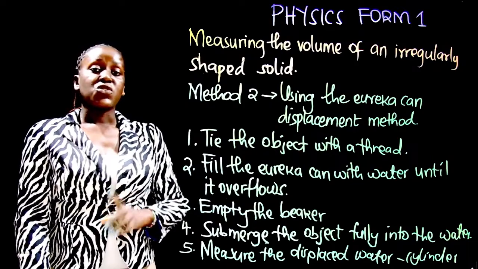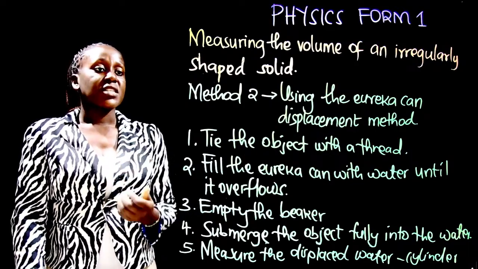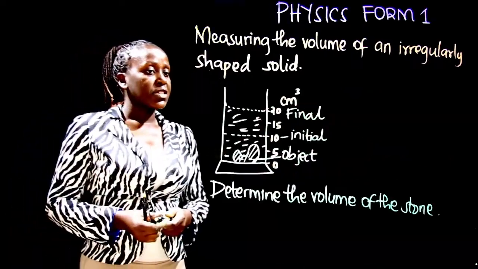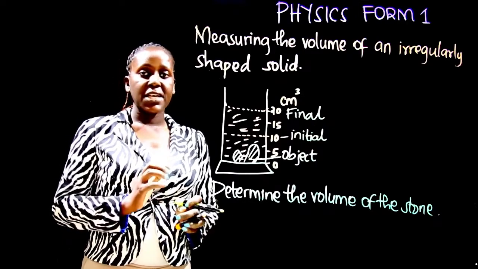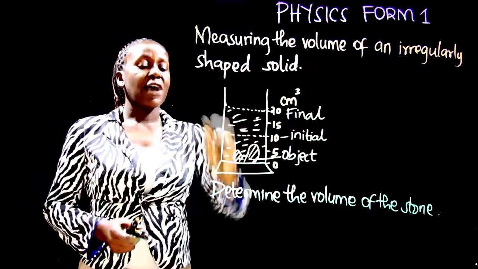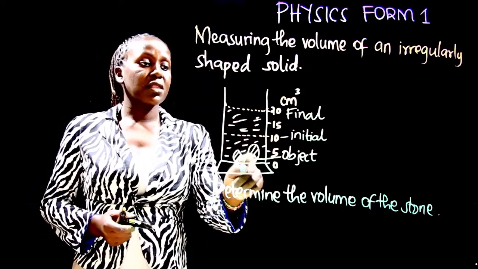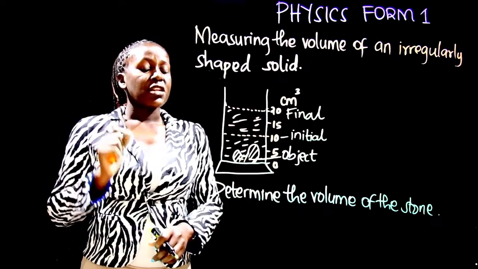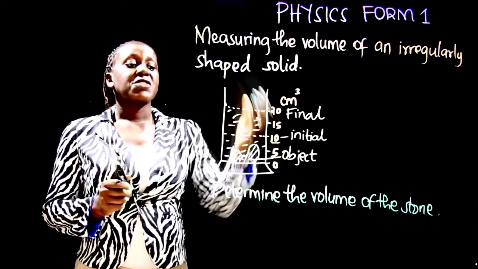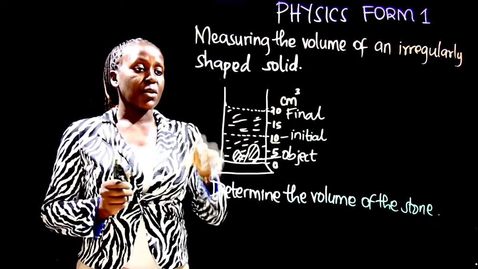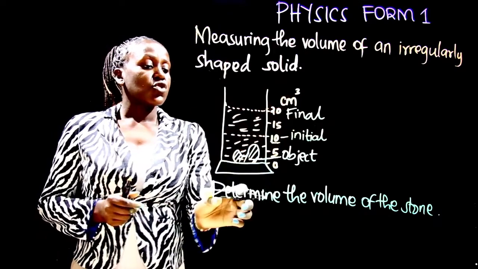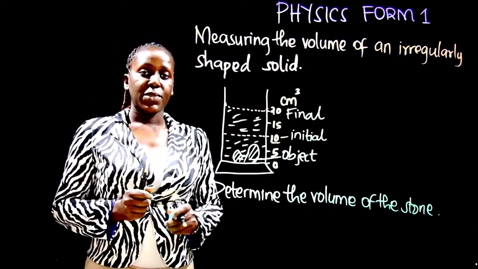So the volume you obtain after measuring the volume of the displaced water will be equal to the volume of the object. Now we are going to do one question to test ourselves whether we have fully grasped this concept. We have a diagram with a measuring cylinder and an object that is fully immersed in the water. The initial level of water was at 10 centimeters cubed, but after putting the object inside the water, the level of water rose to 20 centimeters cubed. What is now the volume of the stone?